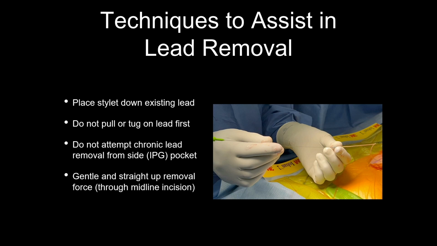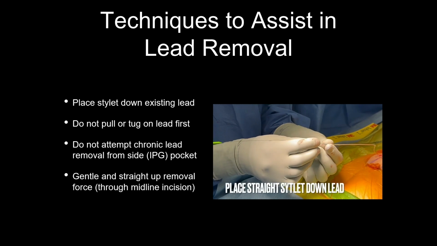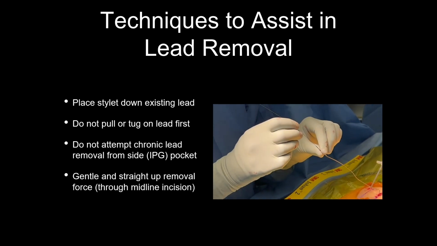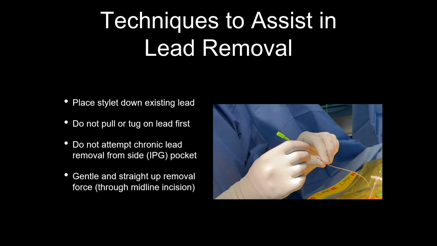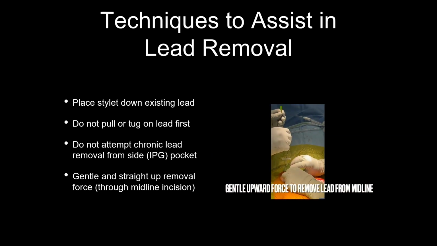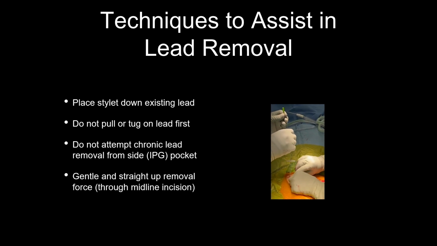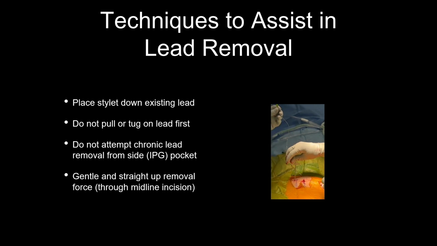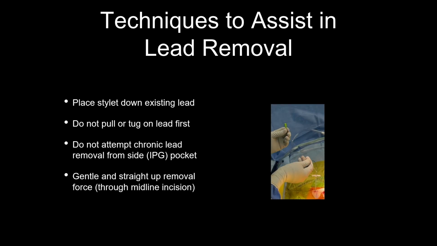I'm just going to show you a little video clip of that. So that's just the straight stylet going right down, and it'll almost always go all the way down. Then I'll hold that while we pull with the other set of hands, directly and straight up. And as we're pulling straight up, it almost always comes out intact. And that's worked for me.